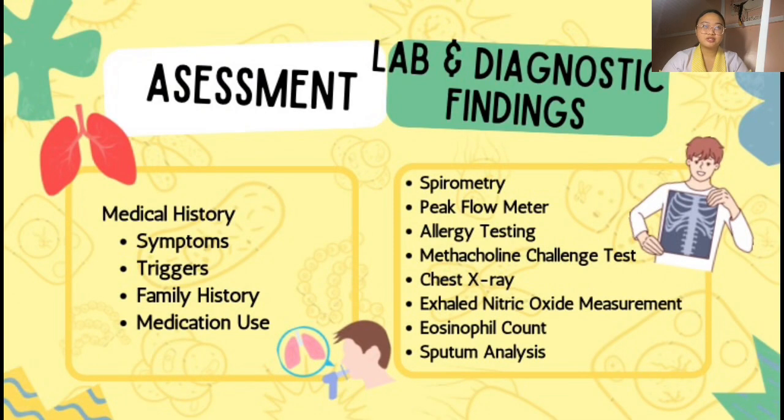So for the assessment, first is the medical history, such as symptoms, triggers, family history, and medication use. For symptoms, a detailed history of asthma symptoms, including wheezing, shortness of breath, coughing, and chest tightness. Triggers, identification of potential triggers such as allergens, irritants, or respiratory infections. And for family history, a family history of asthma or other allergic conditions. And lastly, medication use, review of previous and current medications used for asthma or other conditions.